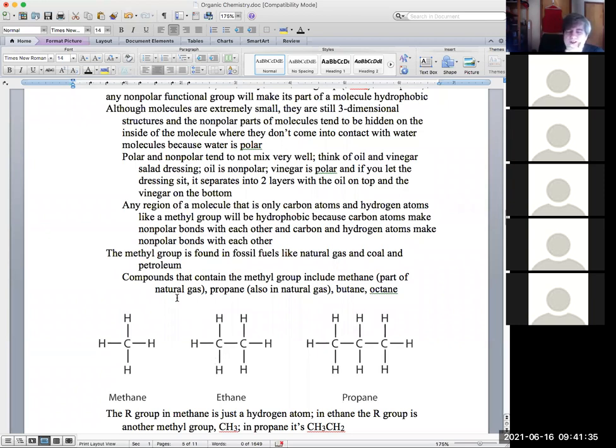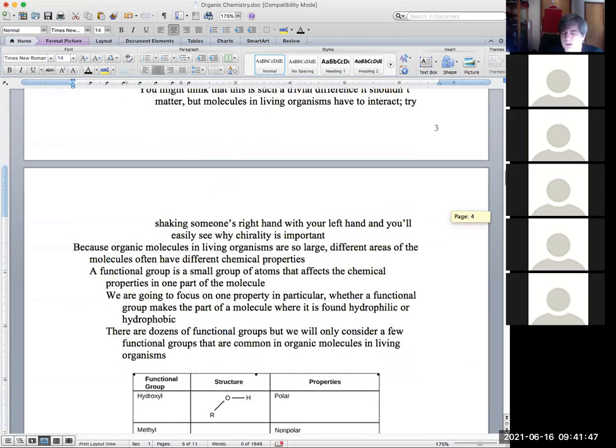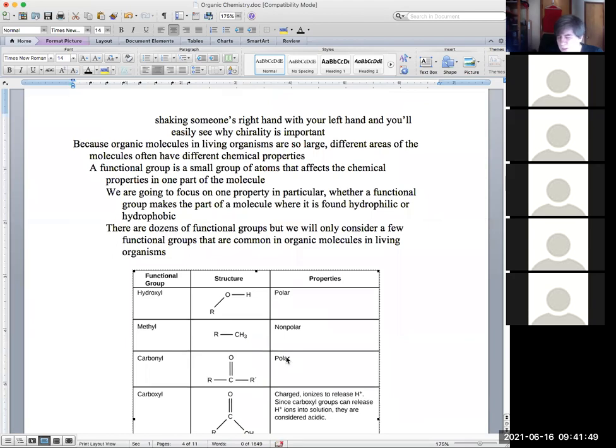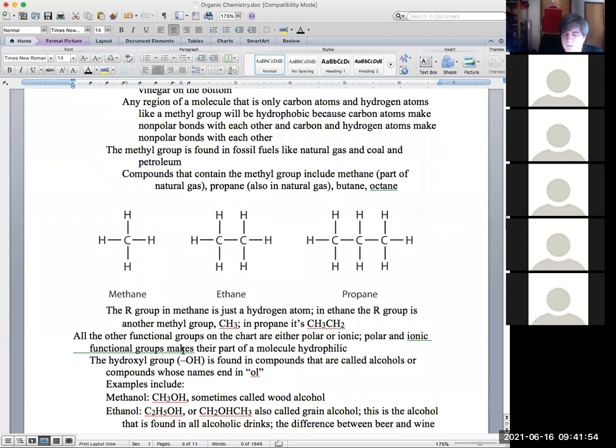So let's look at some examples of compounds that have the methyl group. The simplest example of something with a methyl group, let's go back up to our chart for a minute. Remember, the methyl group is a carbon with 3 hydrogens attached, and then we have the rest of the molecule. So here's a carbon with 3 hydrogens attached. Now notice in this case, the rest of the molecule is just another hydrogen atom. So this is a compound called methane.